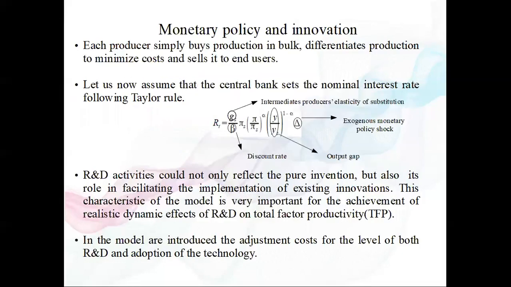Each producer simply buys production, differentiates production to minimize cost, and sells it to the end users. And the central bank sets the nominal interest rate using this Taylor rule, which is described by this equation. In particular, the output gap is the ratio between output at current prices and output in case of perfectly flexible price and wage, and delta is an exogenous monetary policy shock.